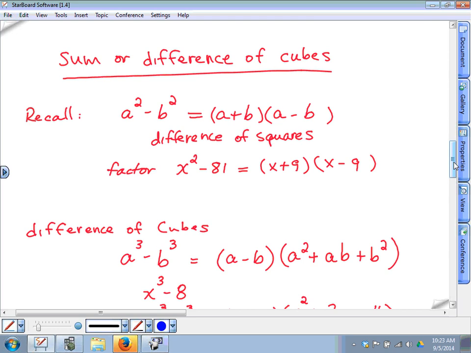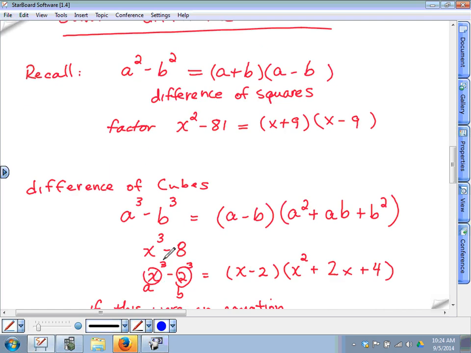One mistake students make a lot of the time is to use 8 in the formula, and they put an 8 right here and an 8 right here. Are we supposed to use 8? What are we supposed to use? 2. Why 2? Where'd 2 come from? It's 2 cubed, right? It's x to the third minus 2 to the third. So your a value is x and your b value is 2, not 8. Your b value is 2.